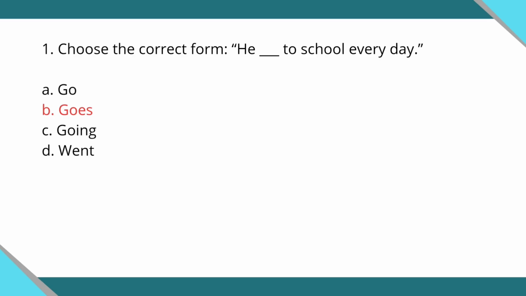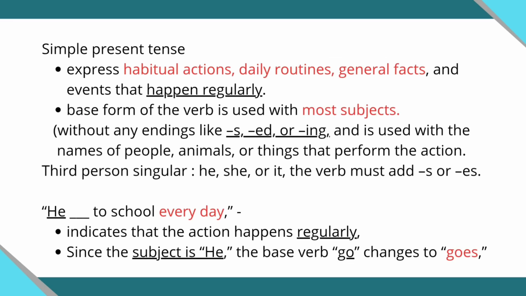The simple present tense is used to express habitual actions, daily routines, general facts, and events that happen regularly. In this tense, the base form of the verb is used with most subjects, and it is the simplest form of a verb, without any endings like s, ed, or ing, and is used with the names of people, animals, or things that perform the action. However, when the subject is third-person singular, such as he, she, or it, the verb must add s or es.